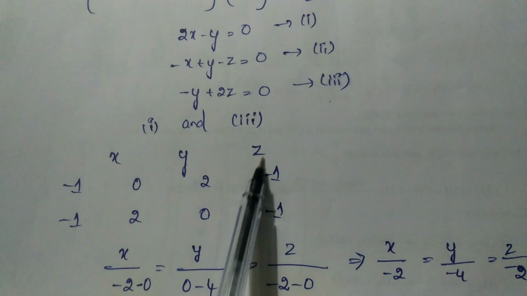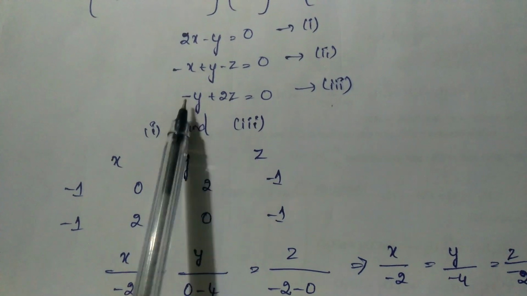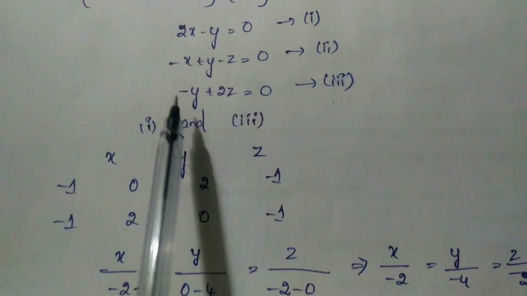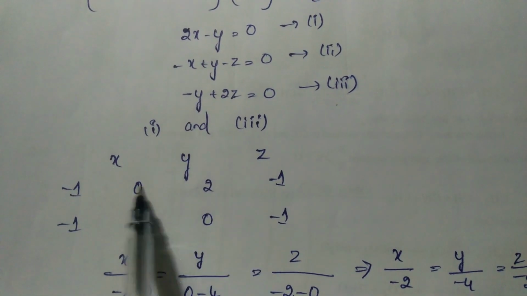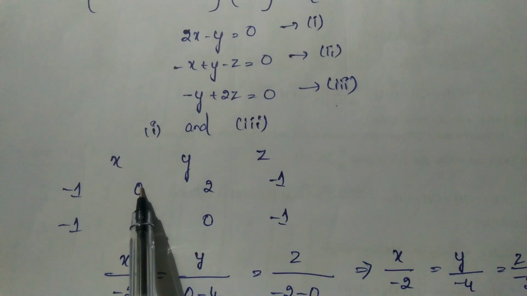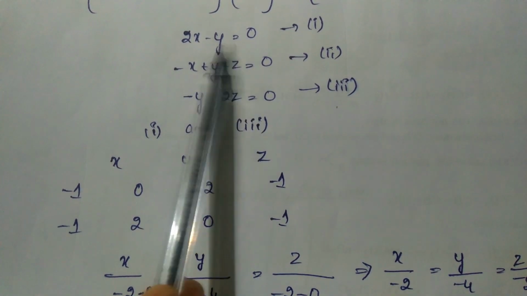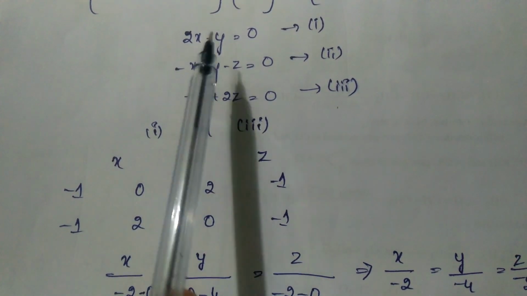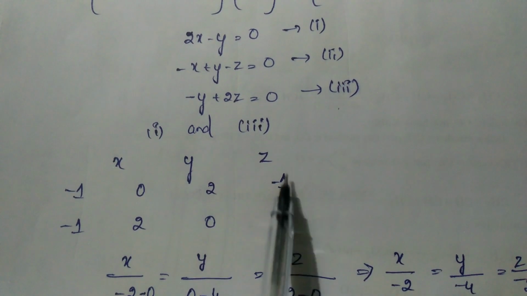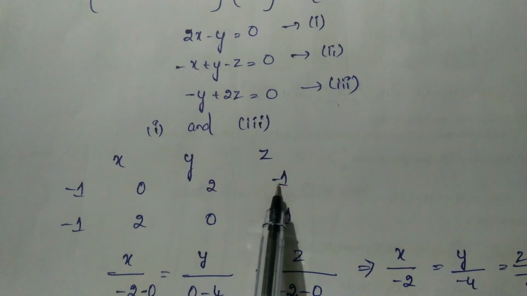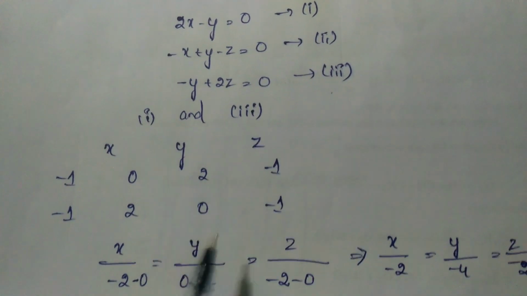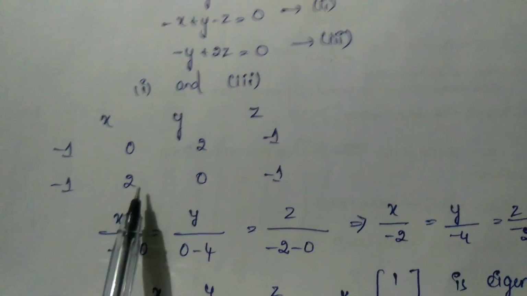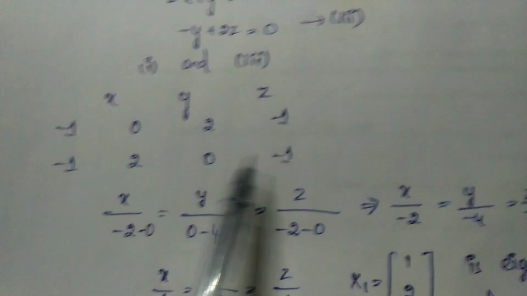So x, y, z. First take the y coefficients, minus 1 and minus 1, and then take the coefficient of z. In the first equation the coefficient of z is 0. Then take the coefficient of x as 2. Then again take the coefficient of y, that is minus 1. Now from the same third equation we take the coefficients, and you get minus 1, 2, 0 and minus 1.